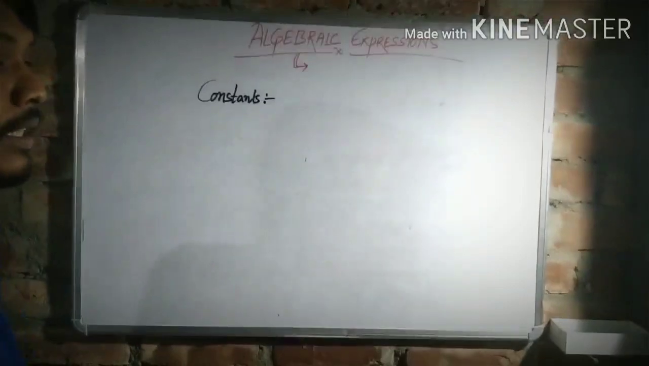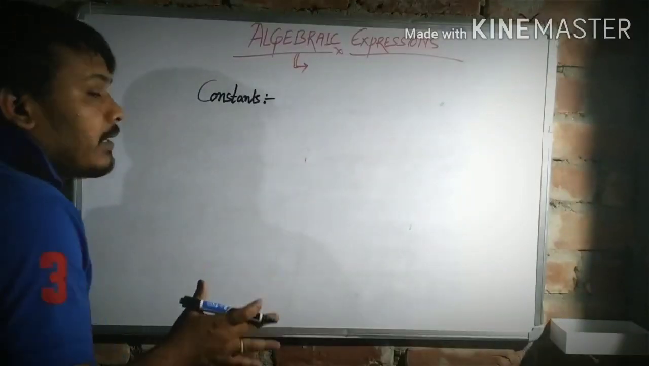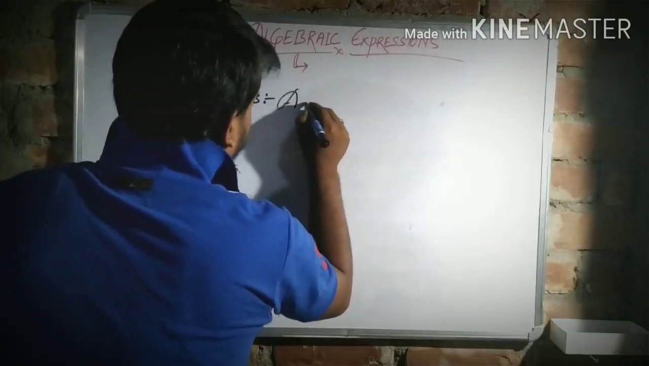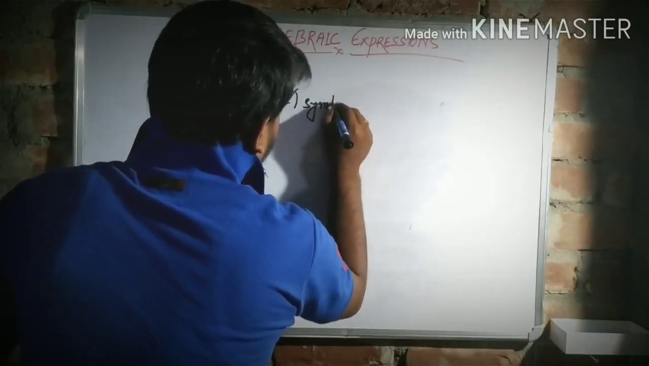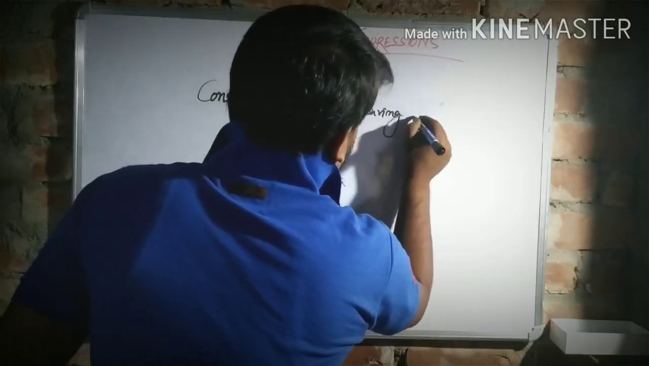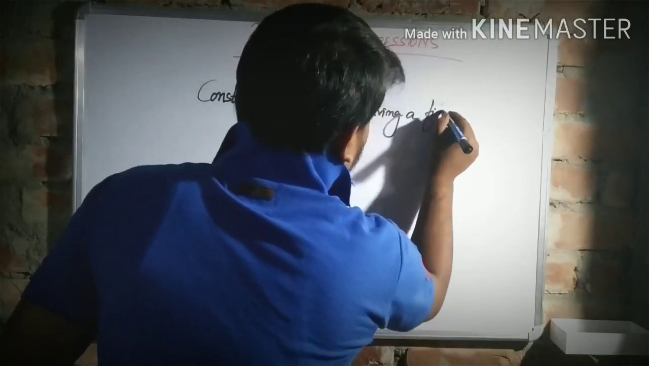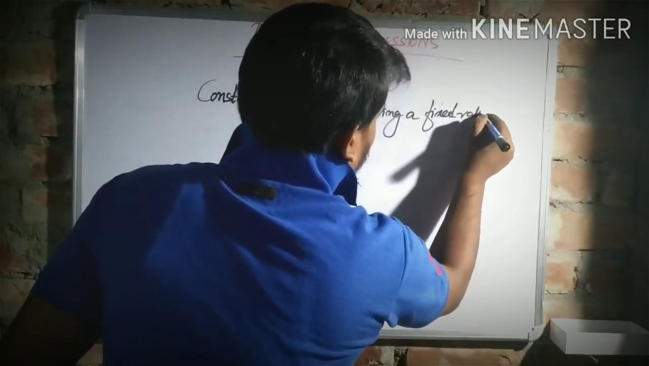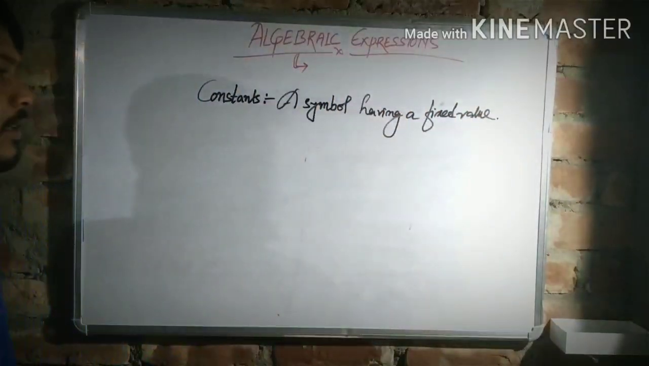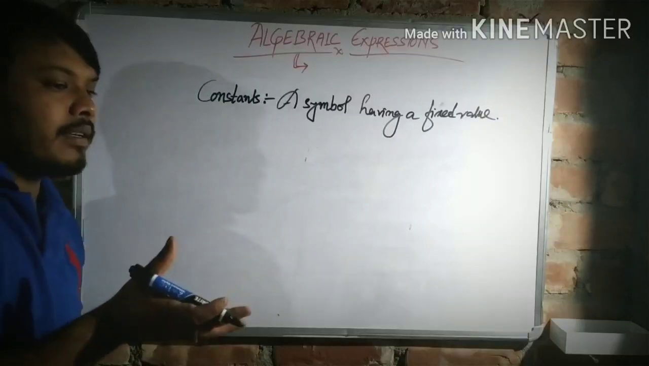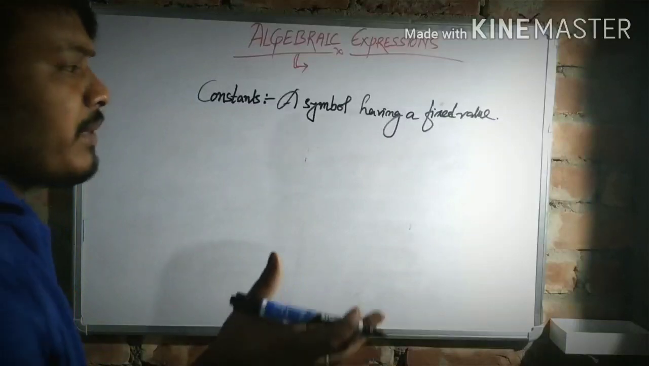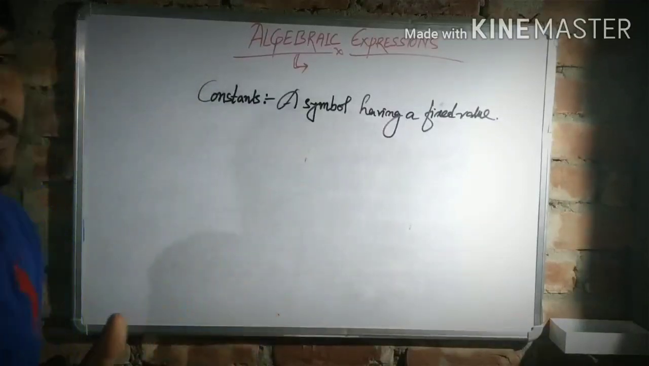So what is a constant? A symbol having a fixed value is called a constant. A symbol which has a fixed value, that means the value of this symbol cannot be changed.